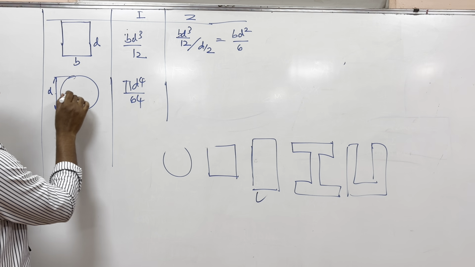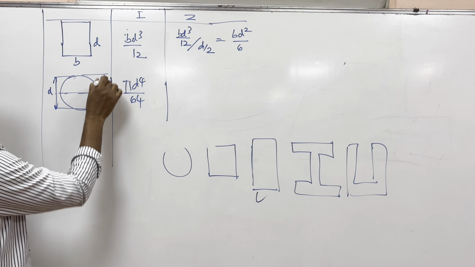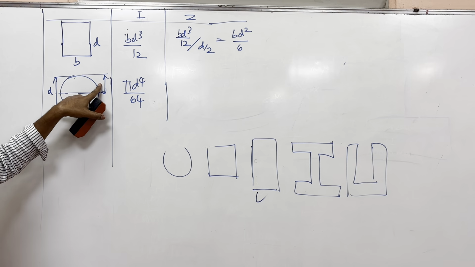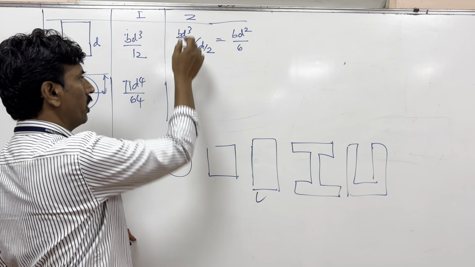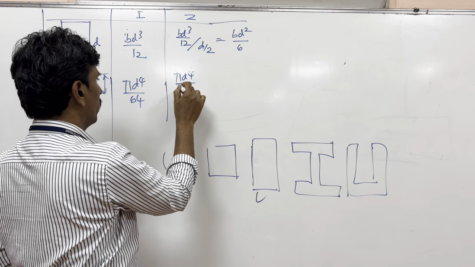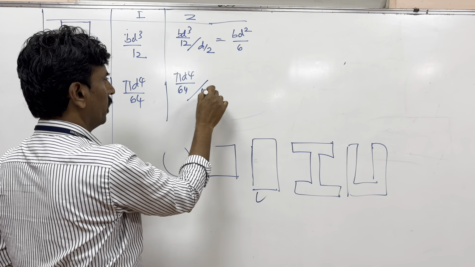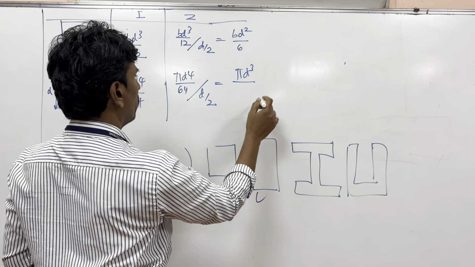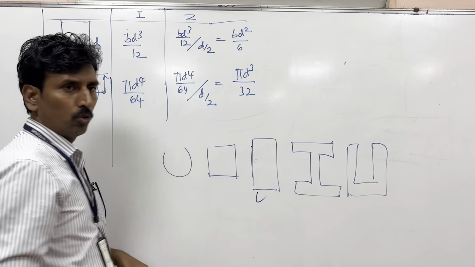And here it will be the neutral axis, and the distance to the extreme fiber will be how much? D by 2. So in that way, Z is equal to I by y. So that is pi d to the power of 4 divided by 64, divided by d by 2. So now what will be the answer? Pi d cube divided by 32.